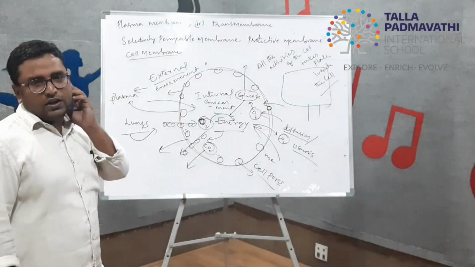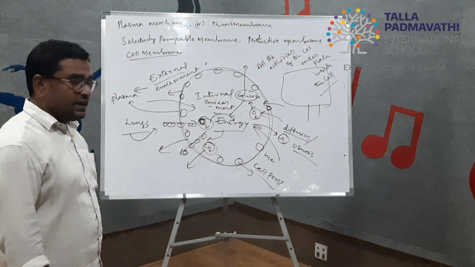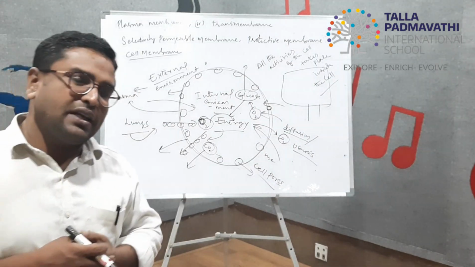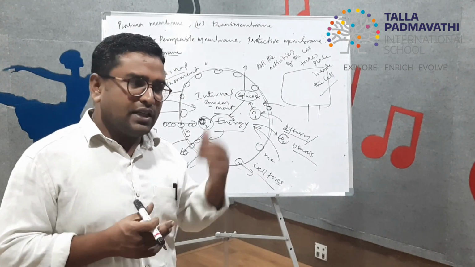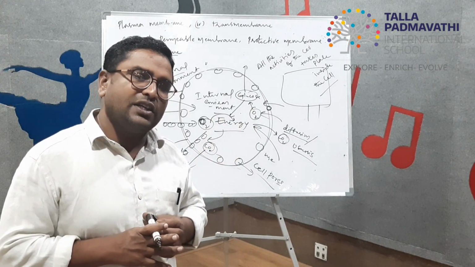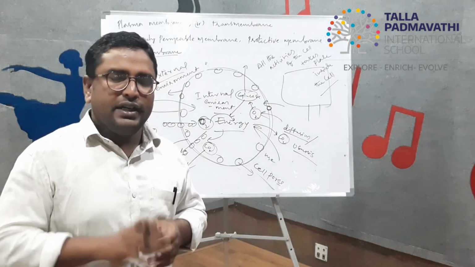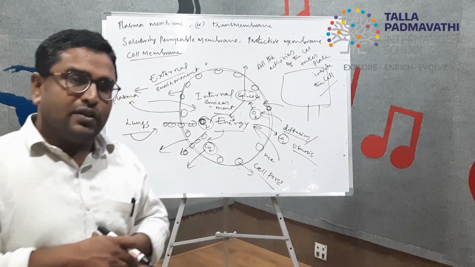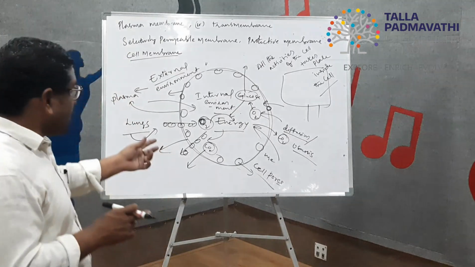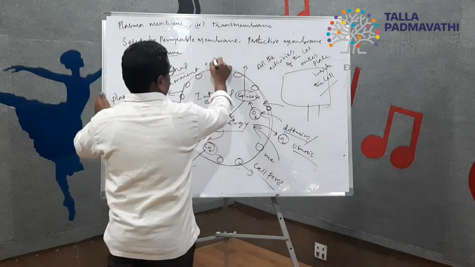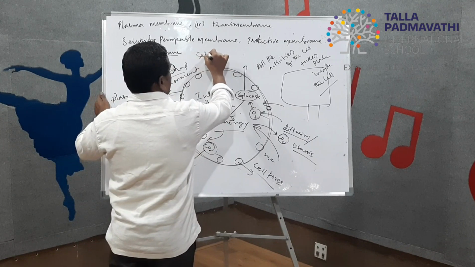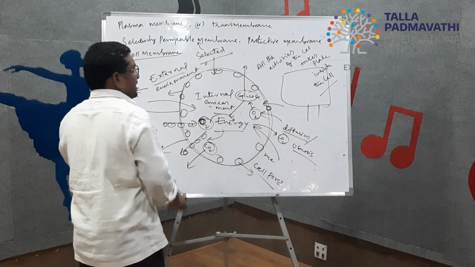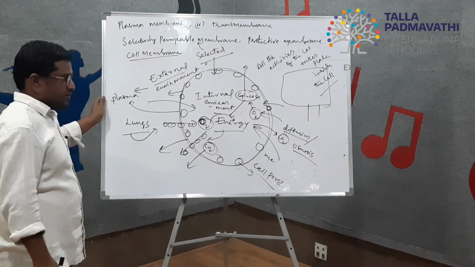Whatever is useful only, right? The cell membrane doesn't allow all the substances inside, only some selected substances. So that's why this cell membrane is called a selectively permeable membrane. It doesn't allow all the substances to enter and perform their activity. It allows some selected substances to enter. So that's why it is called a selectively permeable membrane.